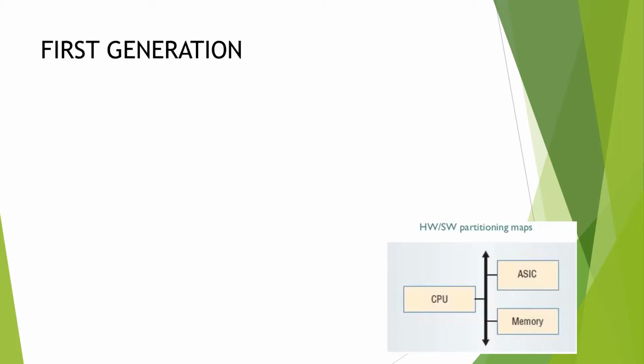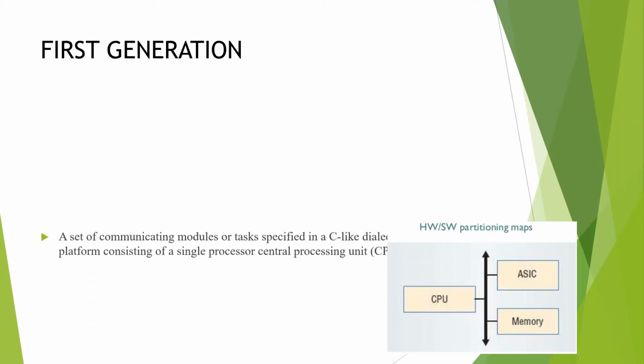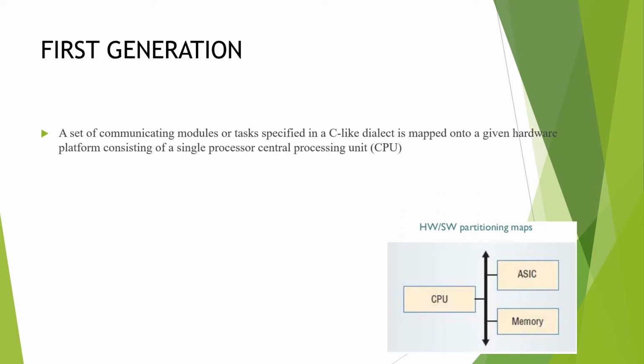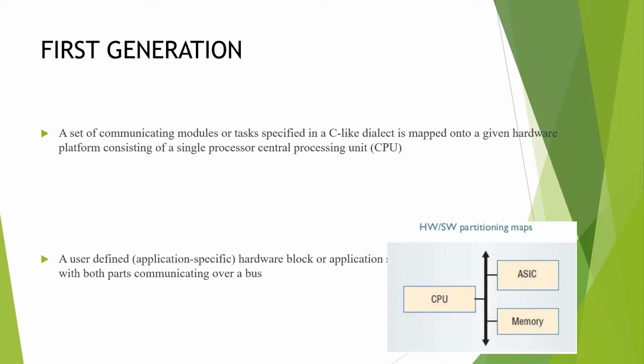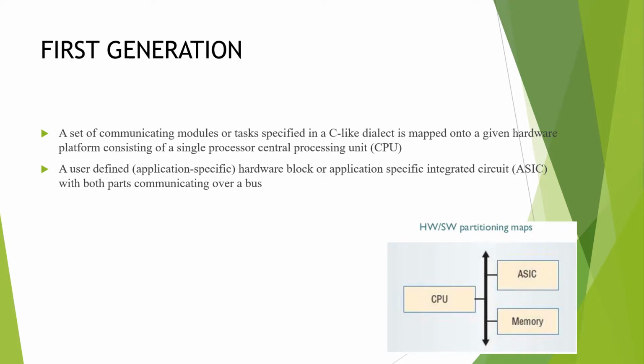and the first generation. We can see a figure below having CPU, memory, and ASIC. Let's have a short description about that. A set of communicating models or tasks specified in a C-like dialect is mapped onto a given hardware platform consisting of a single processor, central processing unit (CPU), a user-defined application-specific hardware block or application-specific integrated circuit (ASIC), with both parts communicating over a bus, a shared memory or transistor for buffer implementation.